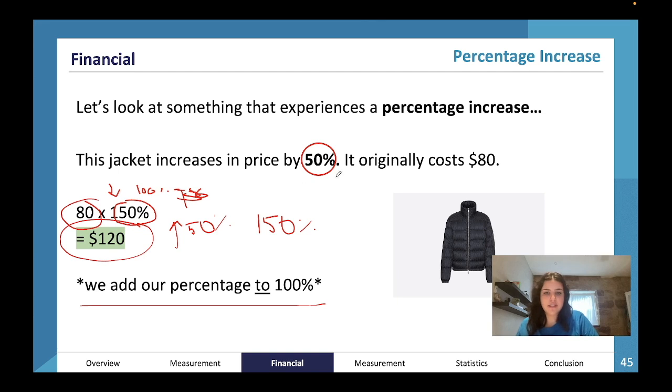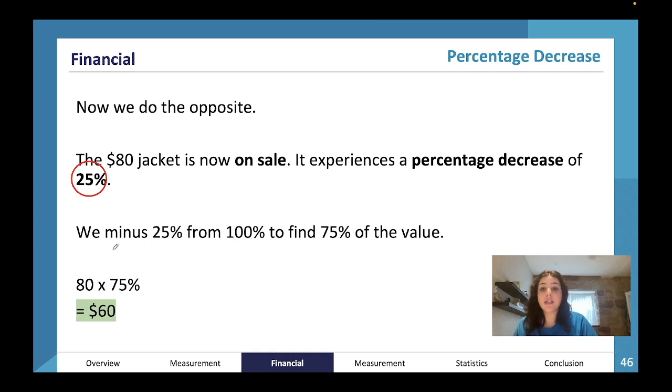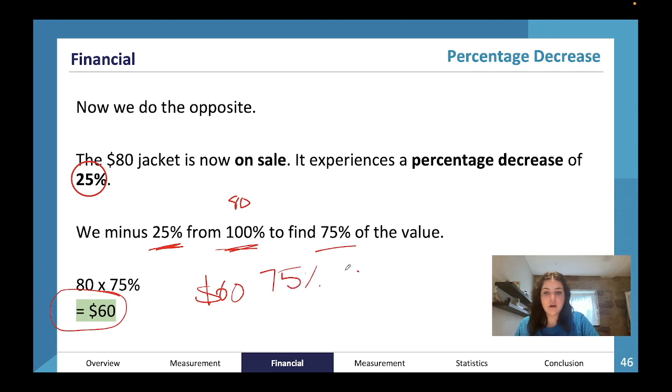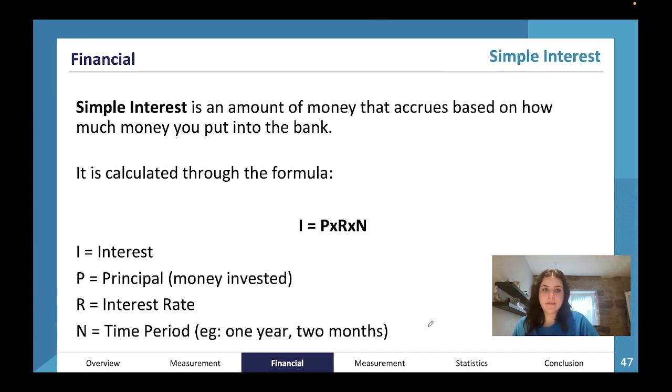So the jacket has increased in price by 50%. It's now $120. Now we can do the opposite. The $80 jacket is now on sale. It experiences a percentage decrease of 25%. So we now minus 25% from 100, to find 75% of the value. So 80 times 75%, our value is now $60, which is 75% of the original $80 jacket, or a percentage decrease of 25%.